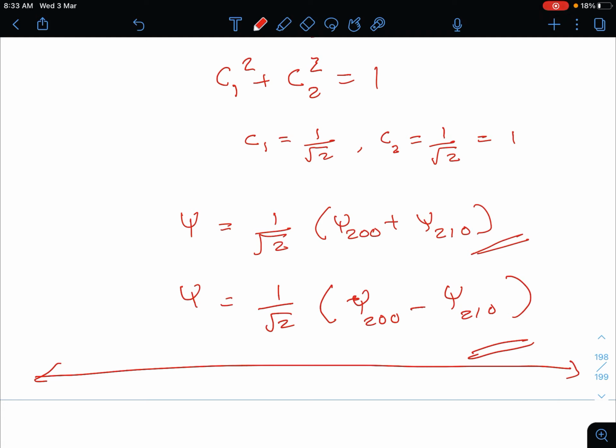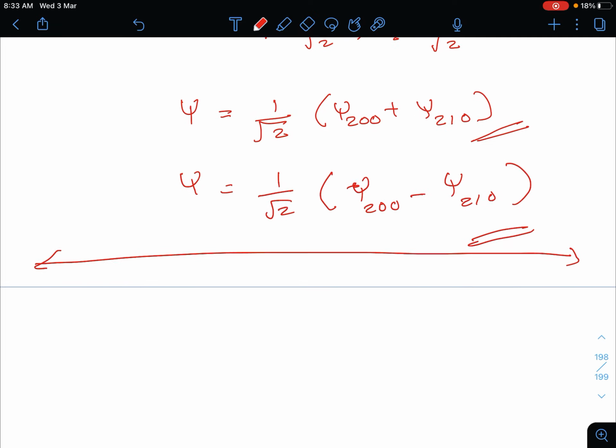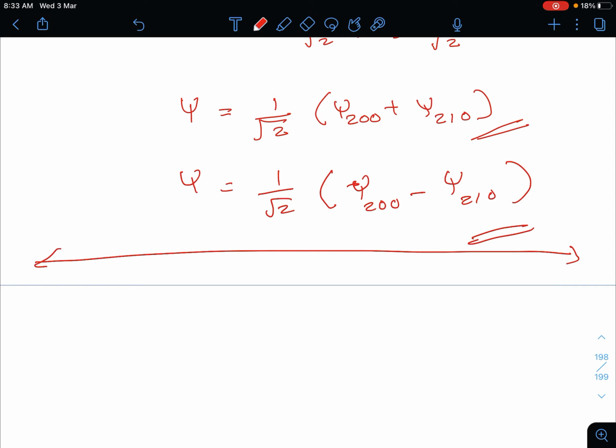So I think we have found out everything in detail. This is the idea of the Stark effect, the lifting of degeneracy due to the application of an external electric field. Clear?